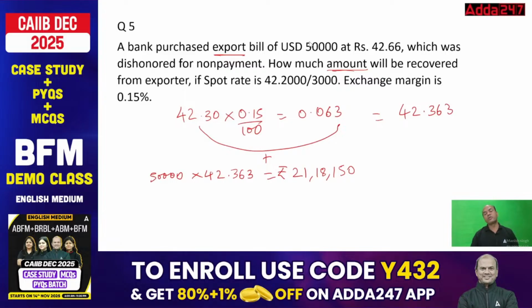42.30 into 0.15 upon 100. Right? So what is the answer? 0.063. So what will I do now? Add or subtract? Should I add or should I subtract? TT margin. What is it? It's the reverse of export. So should I add or should I subtract? TT margin. What do you say, guys?